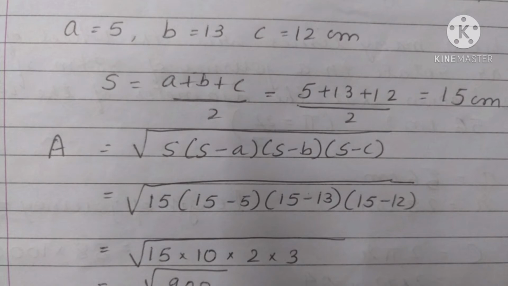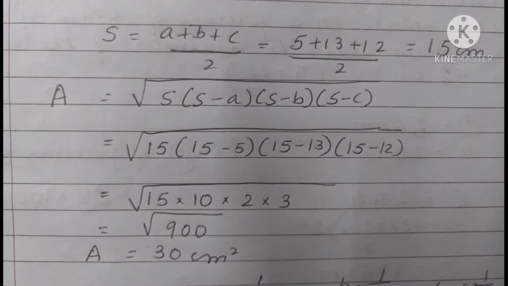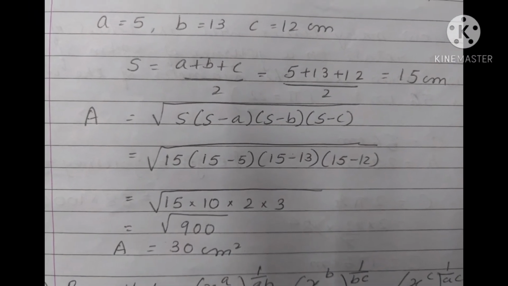So (5 + 13 + 12) divided by 2 is 15 centimeter. So area is equal to the square root of S times (S minus A) times (S minus B) times (S minus C), and placing the values down: 15, 15 minus 5, 15 minus 13, 15 minus 12. So I get the square root of 15 multiplied by 10 multiplied by 2 multiplied by 3, and the answer is square root 900. So by taking the square root, we find the area of the triangle as 30 centimeter square.